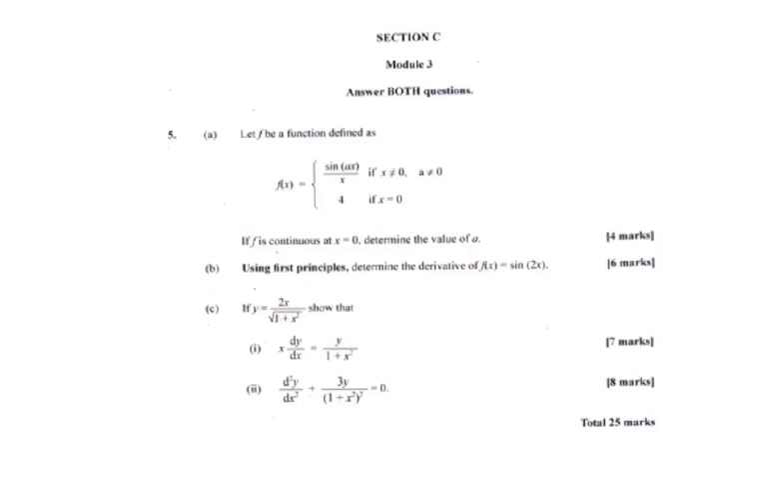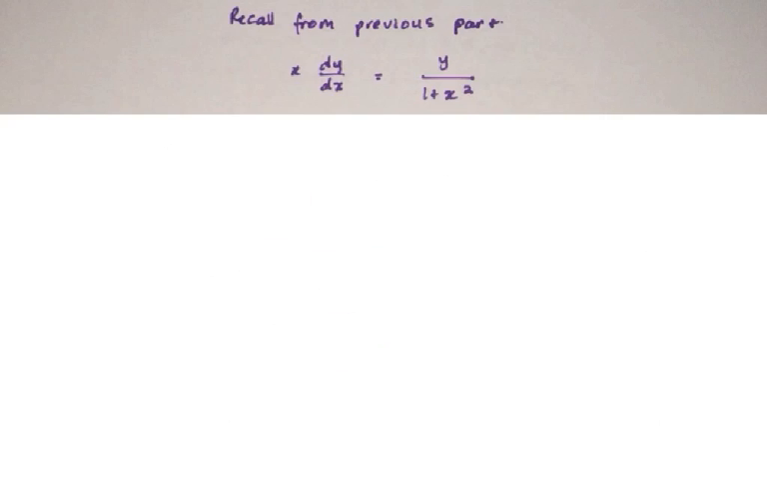Part 2 of the question says we have to show that d2y dx squared plus 3y divided by 1 plus x squared all squared is equal to 0. So again, we're going to show this, but we're going to use two pieces of information. We're going to use the fact that y is equal to 2x divided by the square root of 1 plus x squared. And then we're also going to use this information from the previous part, that x times dy dx is equal to y divided by 1 plus x squared.